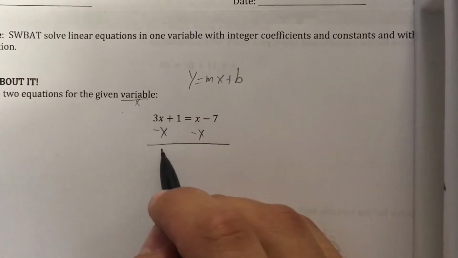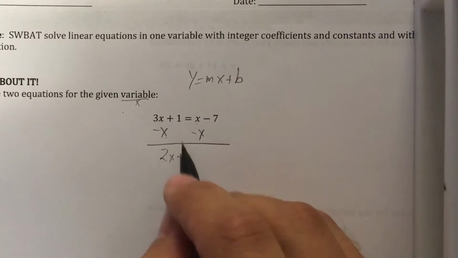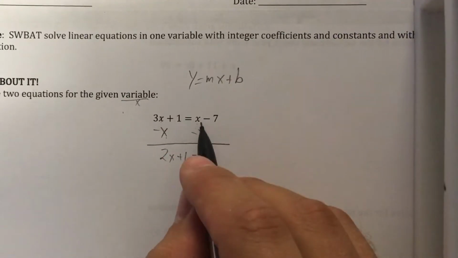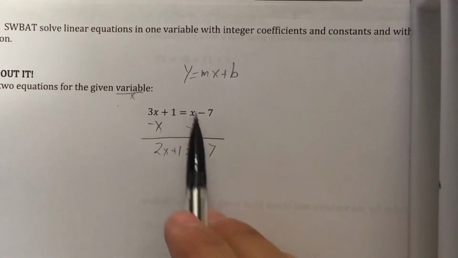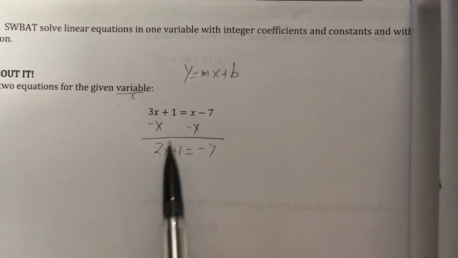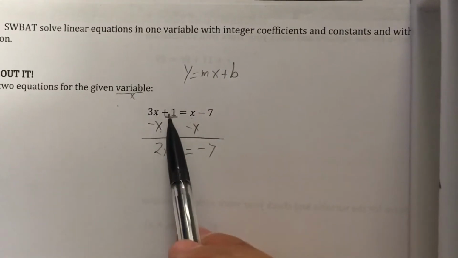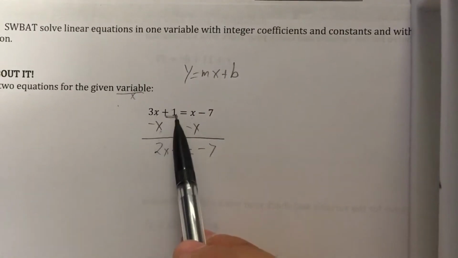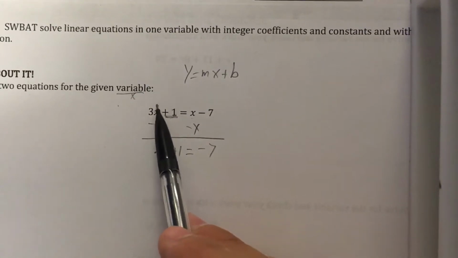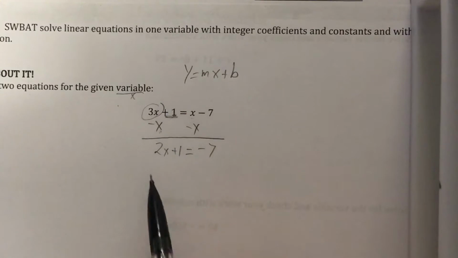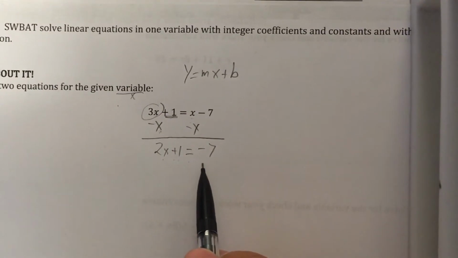Now, doing this, I have 2x, because 3x minus x gives me 2x, plus the 1 equals negative 7. Notice this x is gone because we subtracted x from both sides. Now, to be clear, we subtract x from both sides. That doesn't change anything here because these are not like terms. This 1 does not have a variable, so when you subtract x from both sides, it only affects this term right here. Now, if we look down here, we're left with 2x plus 1 equals negative 7.